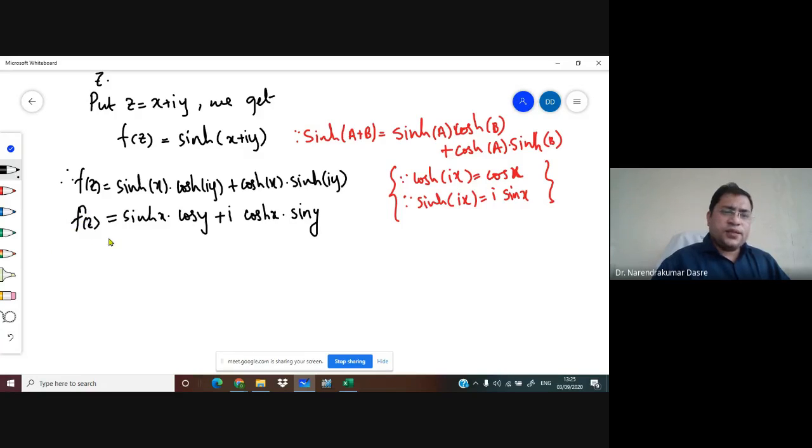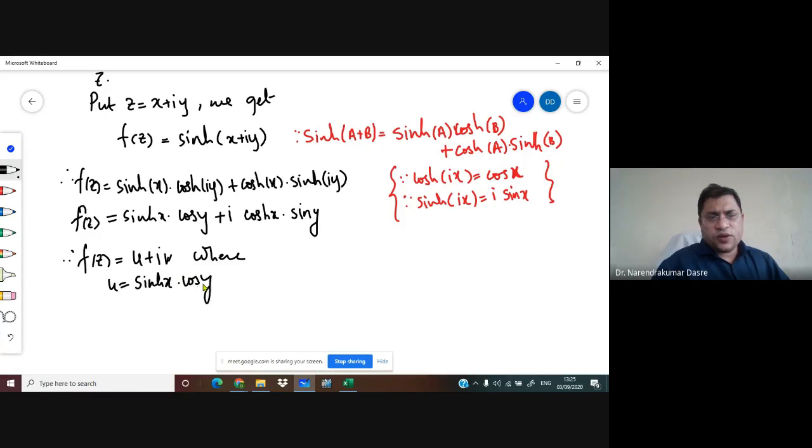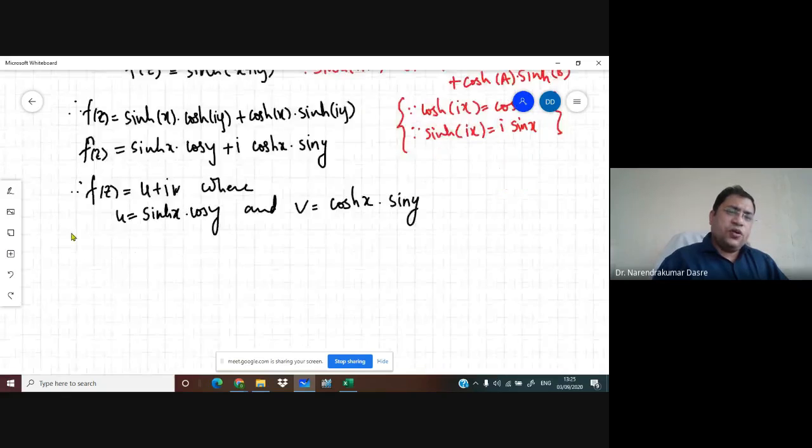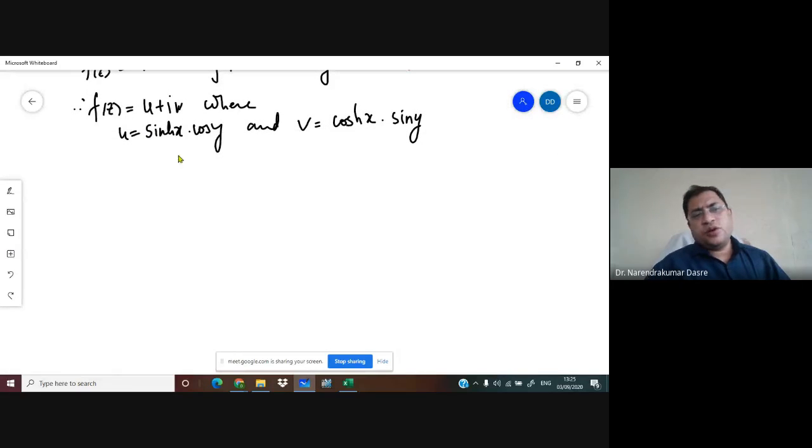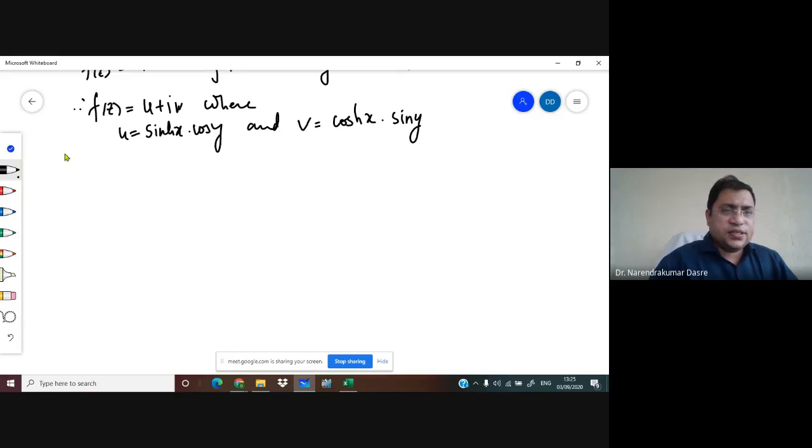Hence I can write f of z is equal to u plus iv, where u is equal to hyperbolic sine x cos y and v is equal to hyperbolic cos x sine y. Now once you get u and v, we have completed step 1, that we got the real part and the imaginary part. Now we have to think of the second step.